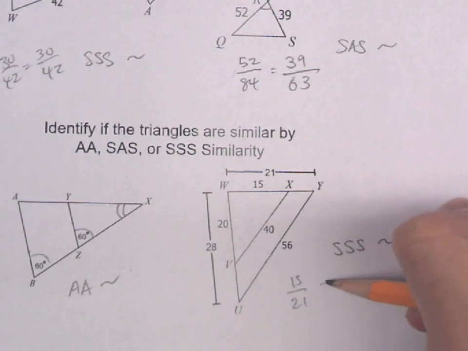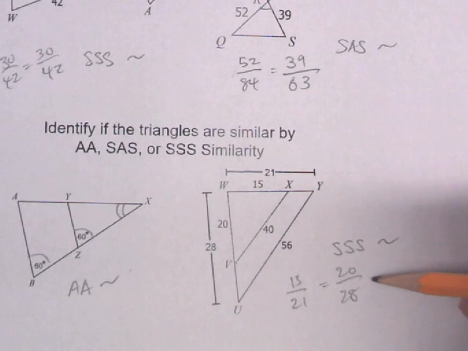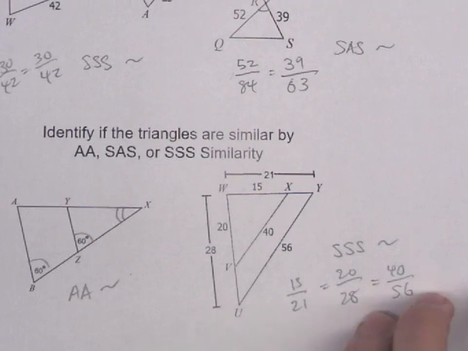15 over 21 equals 20 divided by 28 equals 40 divided by 56. But later on, when you have your mastery quiz on this, you will be expected to actually calculate these proportions. I'm just telling you that these should work. Let's go over to the examples that I'll go over in class.